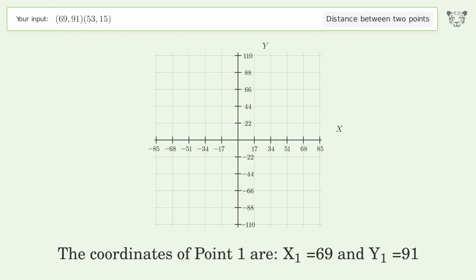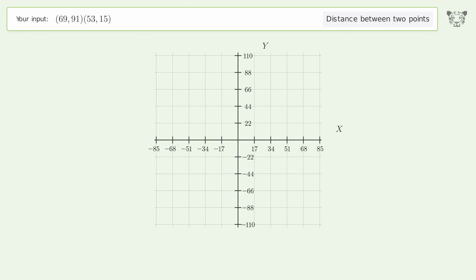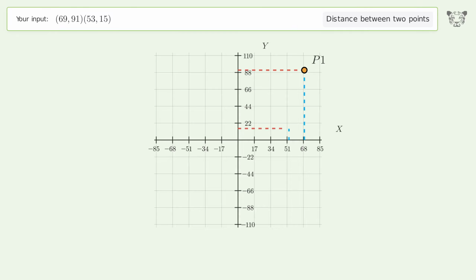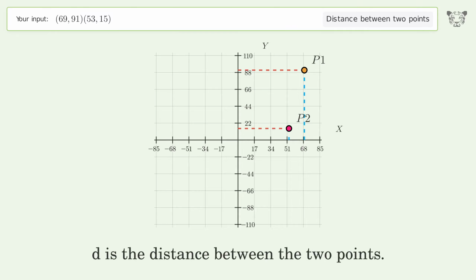The coordinates of point 1 are x1 equals 69 and y1 equals 91. The coordinates of point 2 are x2 equals 53 and y2 equals 15. D is the distance between the 2 points.